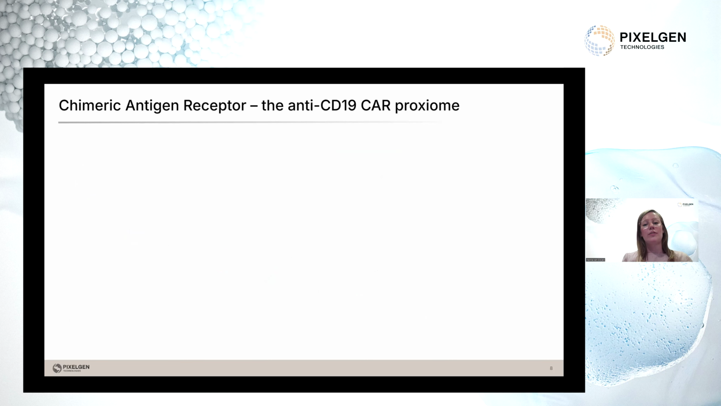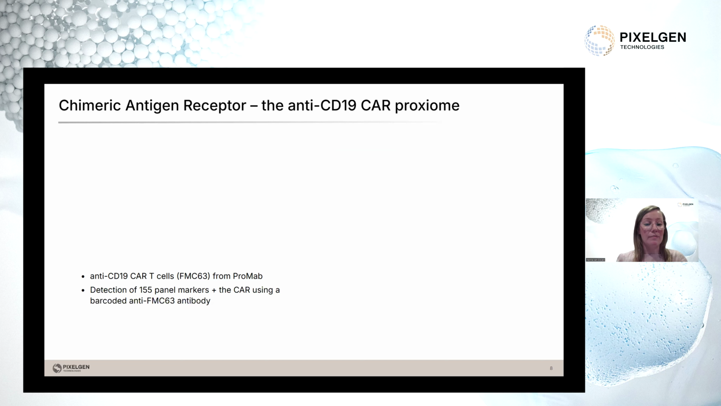Okay, so let's go into the experiment that we did for this particular application note. In this project, we were interested in looking at the CD19 CAR. We acquired anti-CD19 CAR T cells with the FMC63 domain from a commercial source, ProMab. Then we used our 155-plex panel to detect 155 markers on these CAR T cells. And we also used an FMC63-directed barcoded antibody to be able to actually detect the CAR receptor itself.